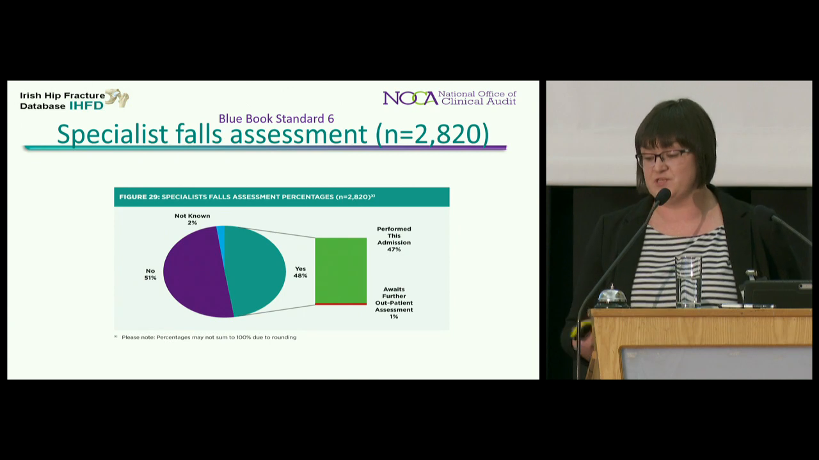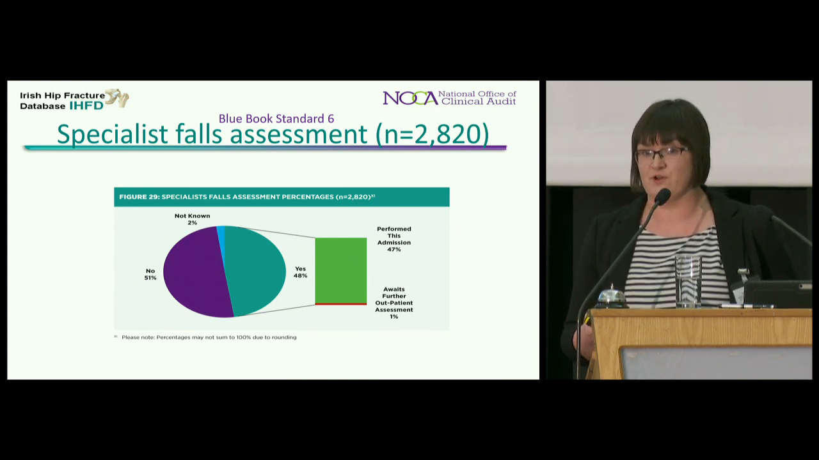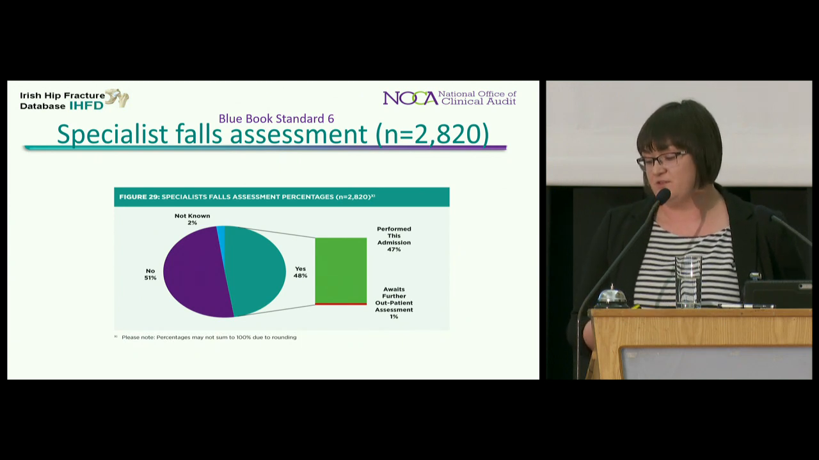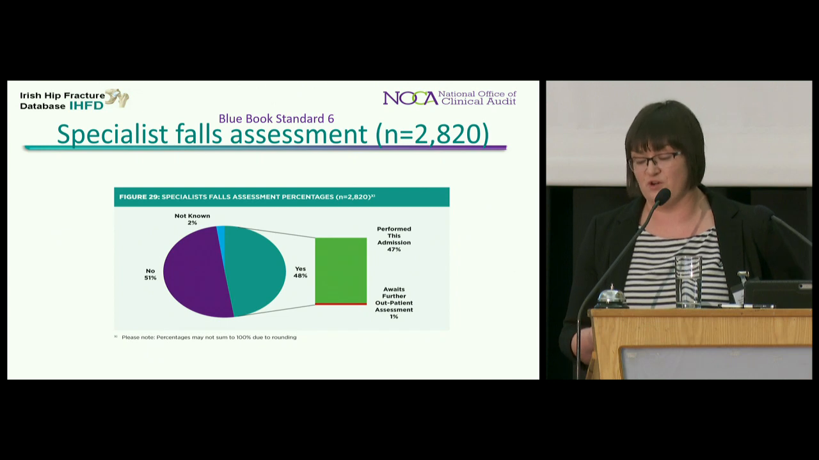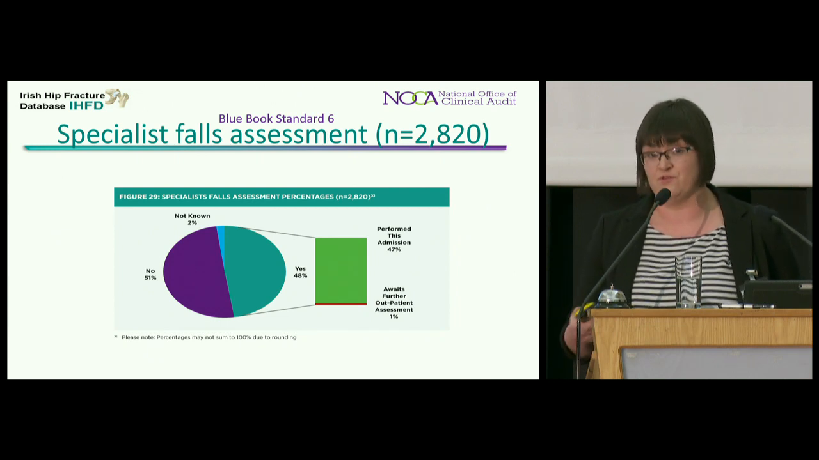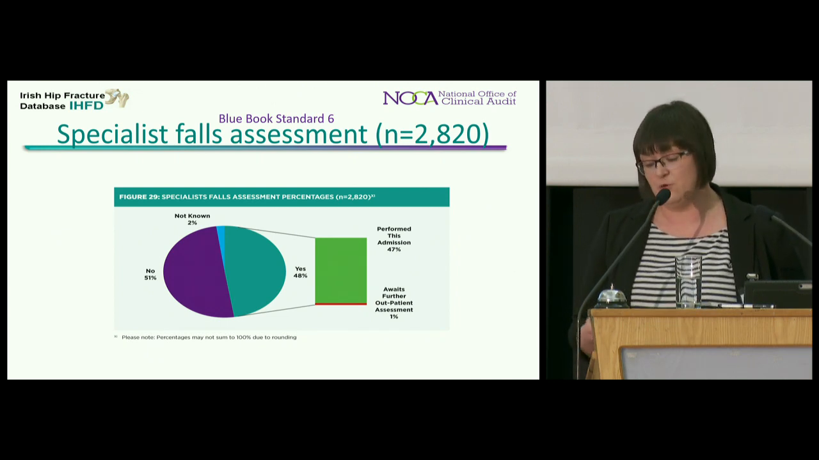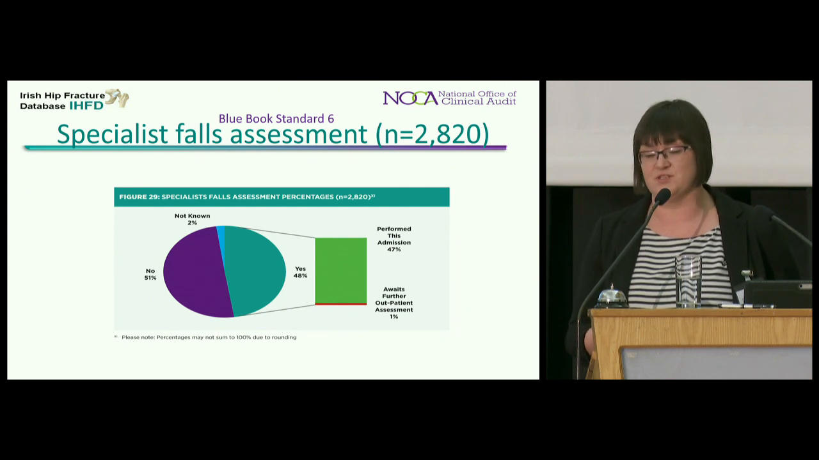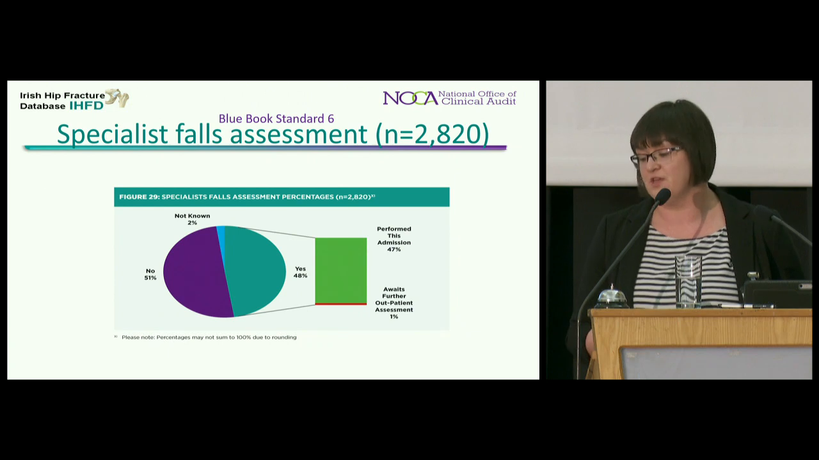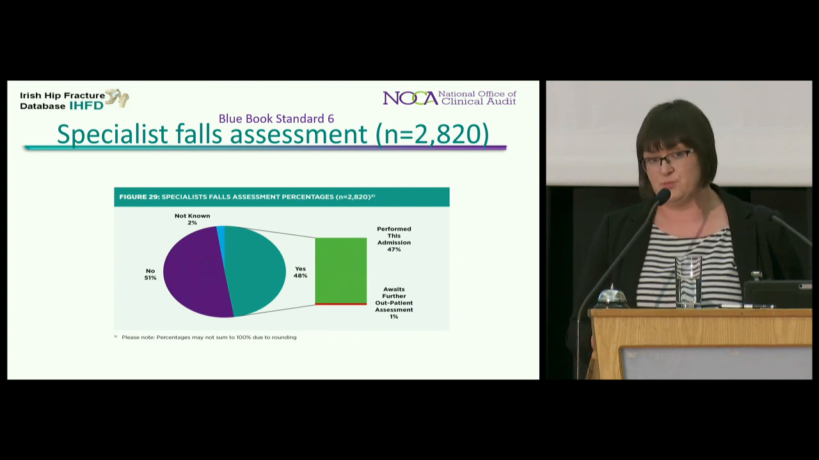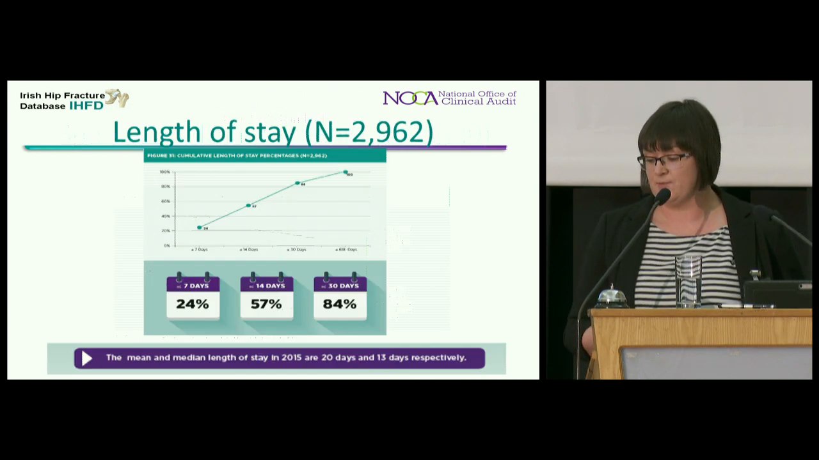So 95% of hip fractures are caused by older people just falling over from standing height. So we need to determine the cause of these falls in order to prevent further falls. And at the moment, less than 50% are having their falls assessment. So again, we're using this as a mechanism to drive the need for further geriatrician support in our hospitals.